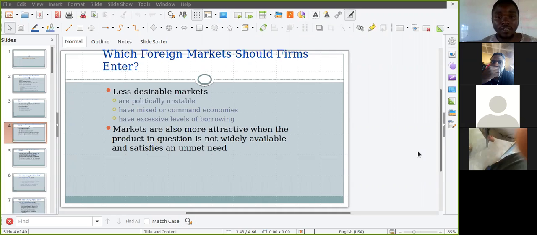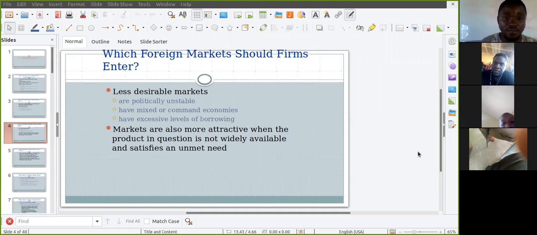Markets are also more attractive when the product in question is not widely available and satisfies an unmet need. So these are some examples which explain why a monopoly would decide to fix its price. When a product is not common, the firms that are producing that product will experience profit.